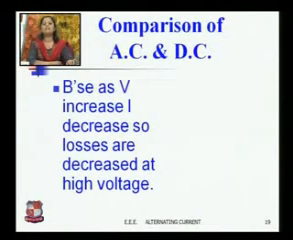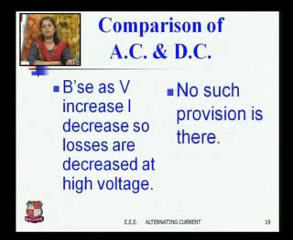So when you are increasing the voltage, in the same way your current will decrease. So your I square R losses, which are known as the transmission losses, will decrease. For a high voltage you are decreasing the current, so I square R losses will decrease. So your transmission line losses will decrease, and your transmission efficiency for a transmission line will increase.